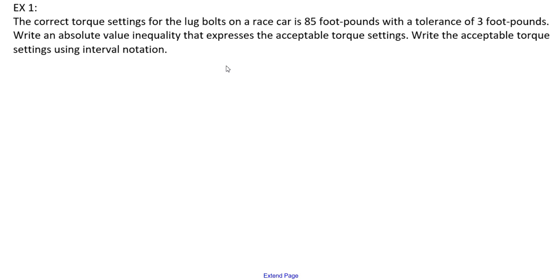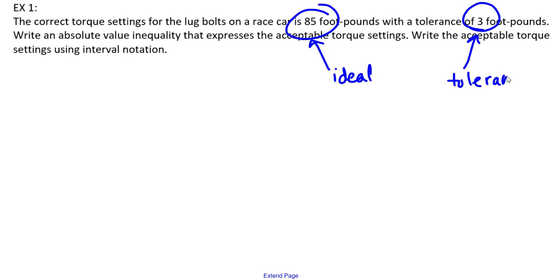So it's really simple. 85 represents the ideal number we want. 3 is the tolerance. It can be 88, it can be 82, it can be 84, but it's got to be within this acceptable range. And so our inequality looks like this: x minus the ideal in the bars is less than or equal to 3.